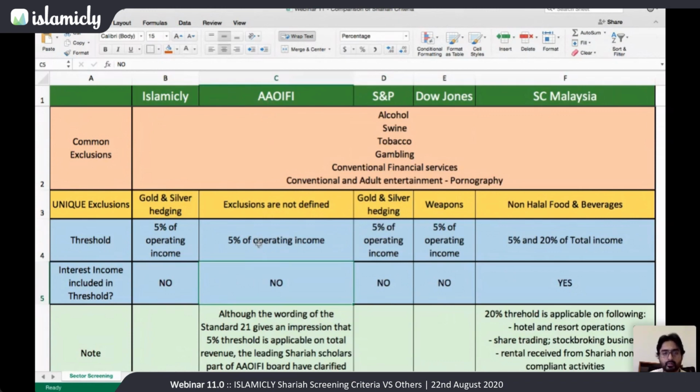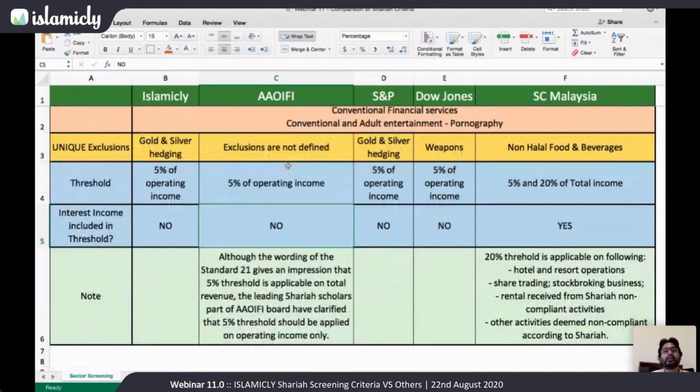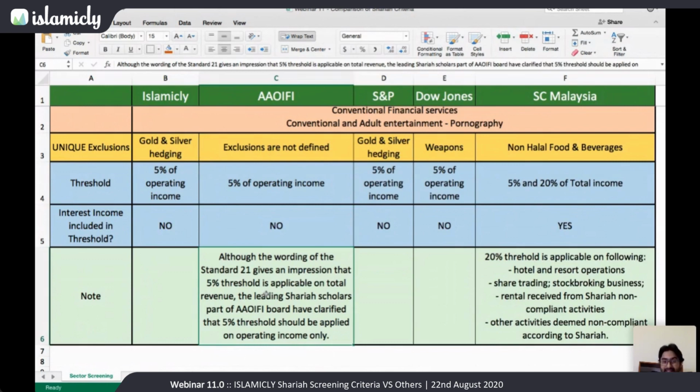Now, another thing that a lot of people say is AOFI also says the same thing. That means AOFI also says that interest income, irrespective of the fact that it is coming in from an operating activity or coming in from a non-operating side, will be considered as part of the 5% threshold. Now, the wordings of the AOFI standard can lead a person to that conclusion, but Islamically has spoken, as we have mentioned earlier as well, that we have spoken to the Sharia scholars who were part of the AOFI standards board, which set this standard up, have clearly mentioned to us that it was never the intention of the Sharia scholars on the AOFI standards board to include non-operating interest income as part of the 5% threshold.